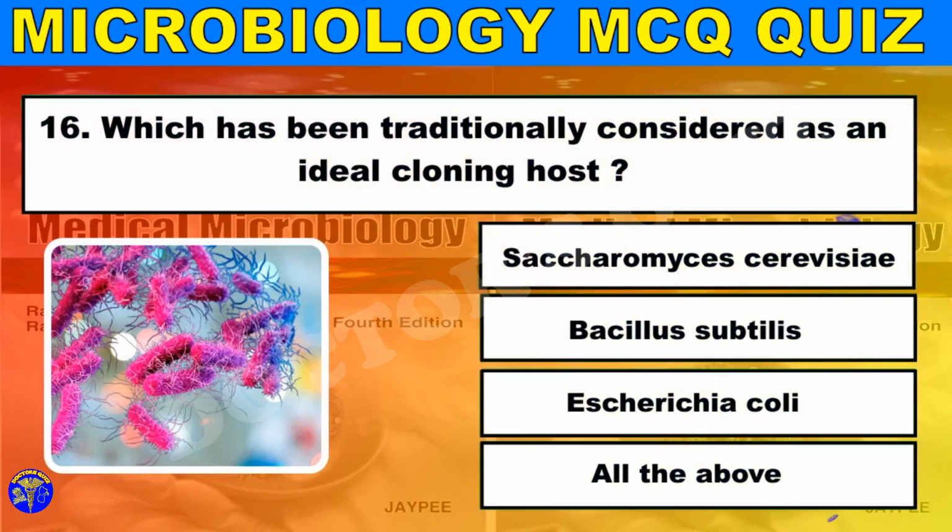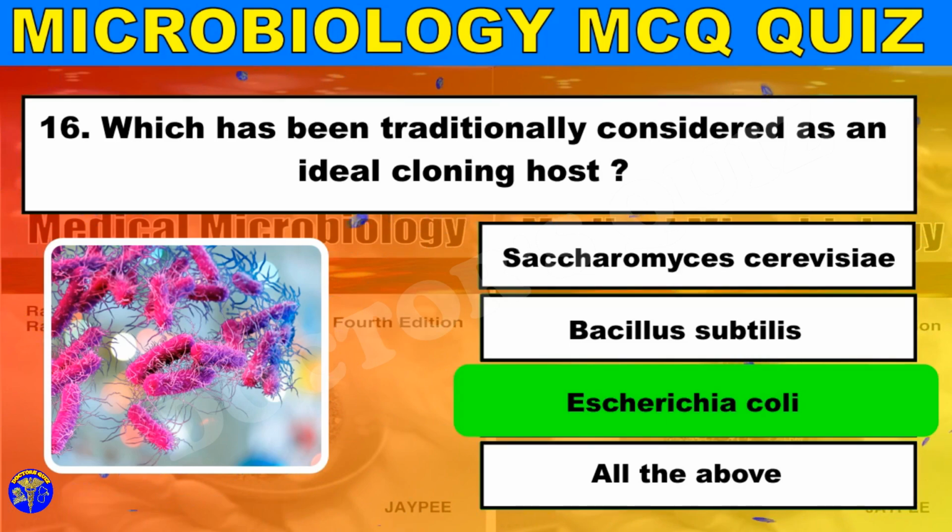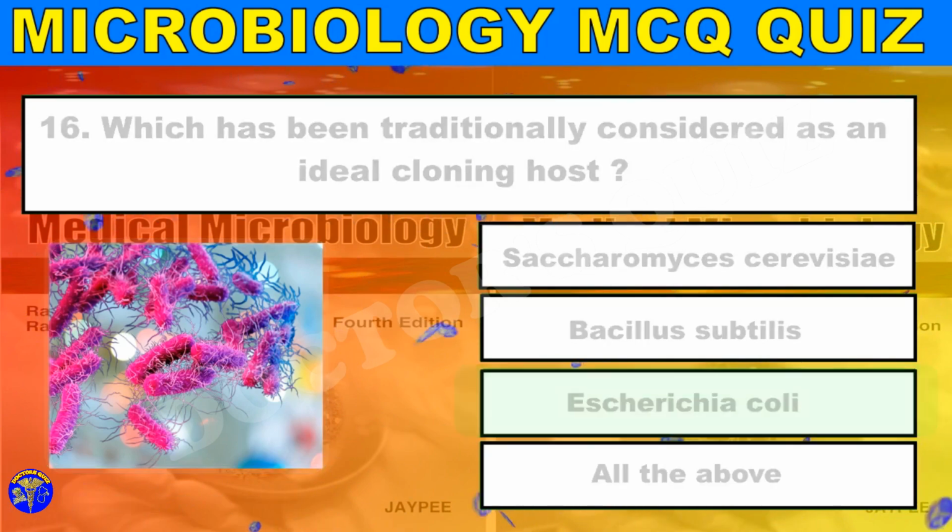Which has been traditionally considered as an ideal cloning host? The options are Saccharomyces cerevisiae, Bacillus subtilis, Escherichia coli, and all the above. Here the right answer is Escherichia coli.